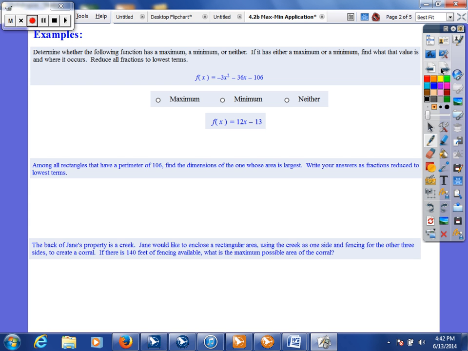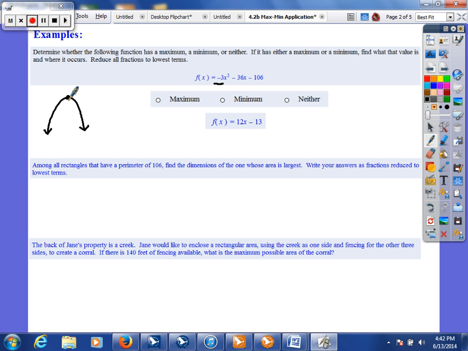This isn't really a word problem, but we're going to see this whole thing in action. First off, a little review. We have a function, negative 3x squared minus 3x minus 106, and they want to know, does it have a max or min? Just look at the a value. The a value is negative, which means frown face. Does a frown face produce a max or a min? Hopefully you notice it's the maximum.